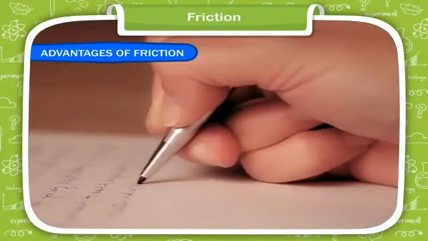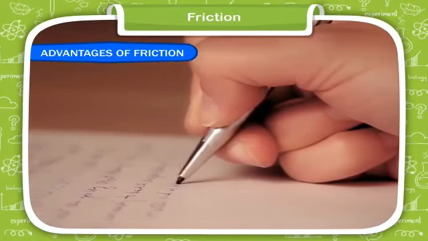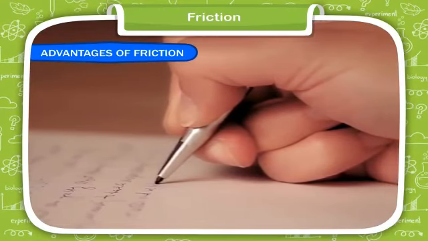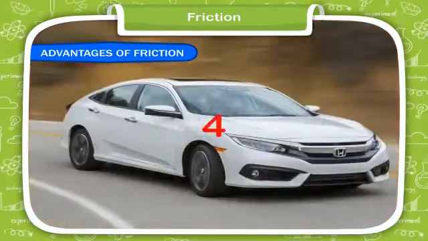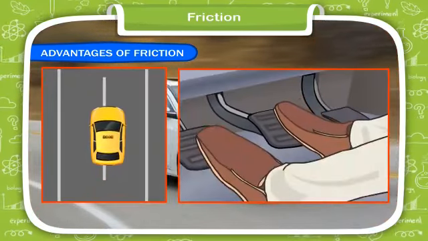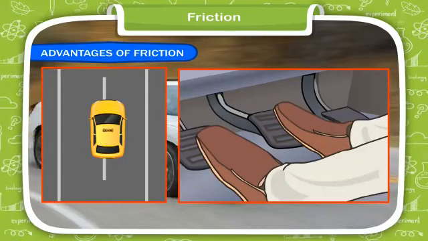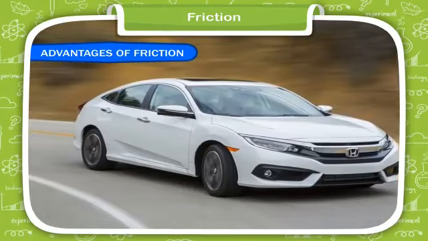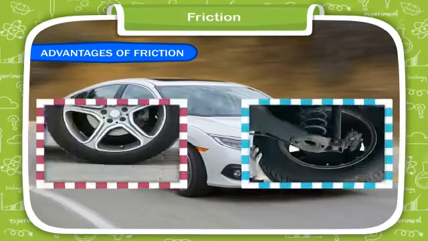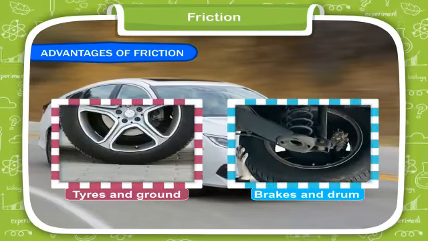3. We are able to write on a paper because of friction between a paper and a pen or a pencil. 4. The application of brakes stops a car because of the presence of friction between tires and ground, and also between brakes and the drum of wheel.